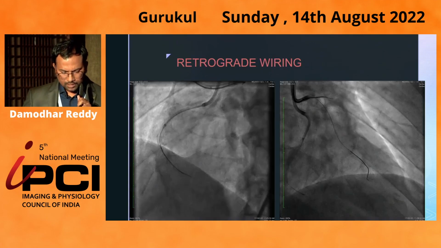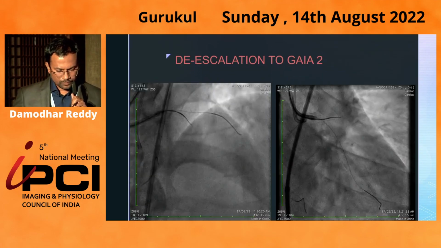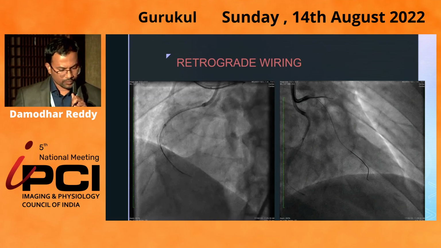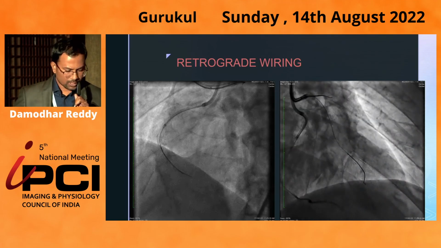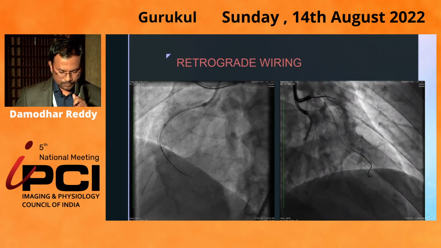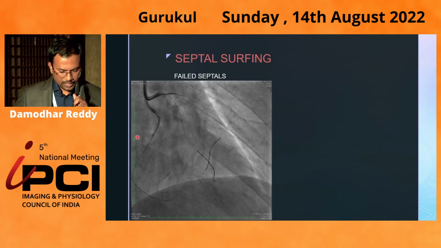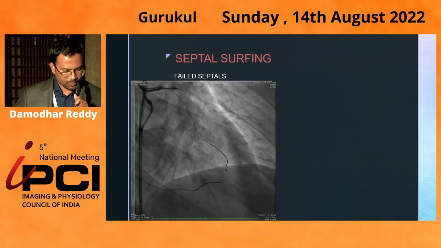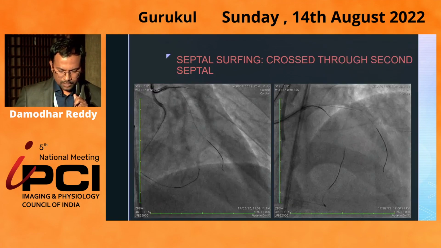At this juncture, there was a lot of ambiguity of the antegrade course. So we were not sure where we were going. So that's where we stopped the antegrade progression and took back the retrograde wiring. So here with the JR and guide liner, we tried to localize the best septal, and we did septal surfing through Cyan blue. But initial 1 or 2 septals we could not progress.